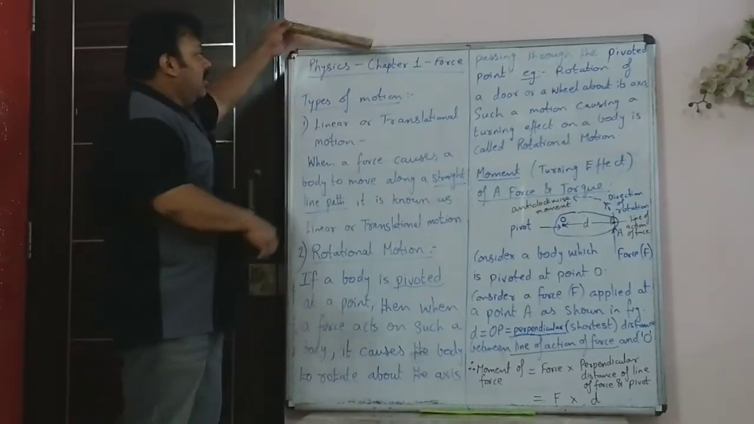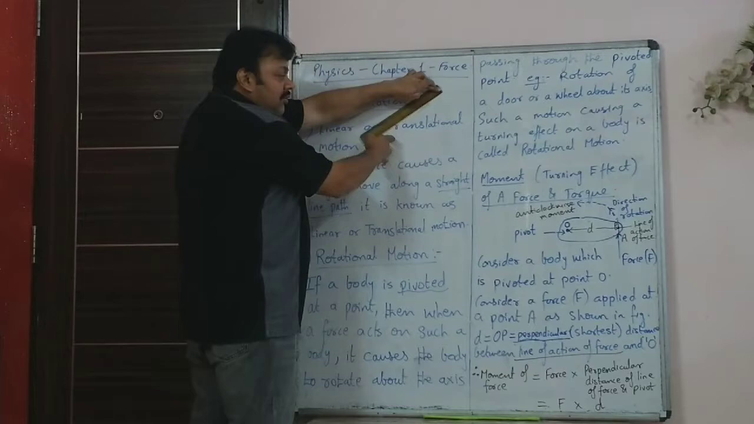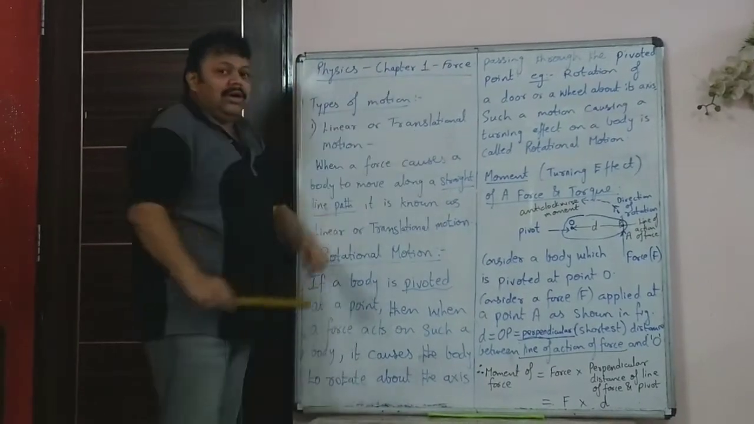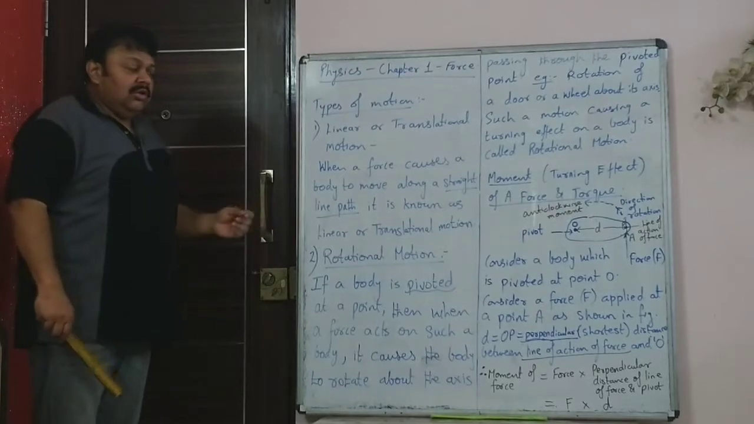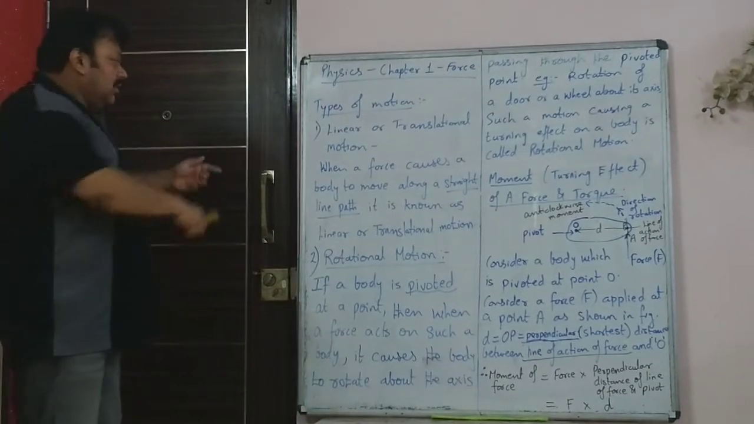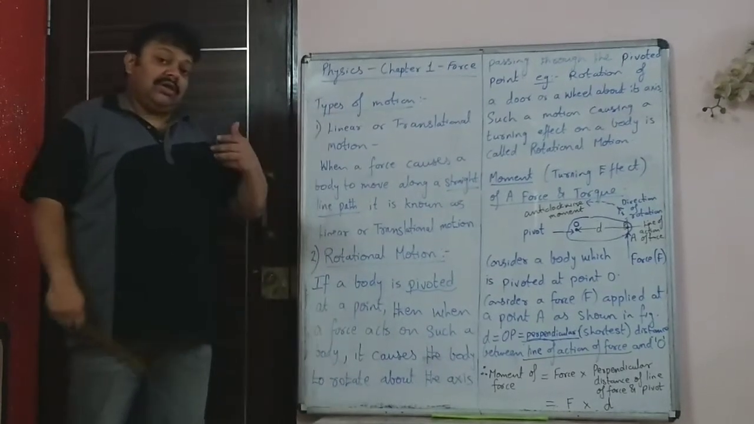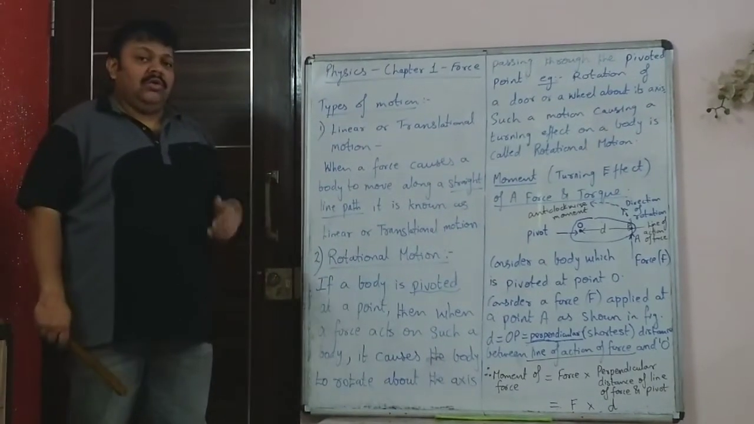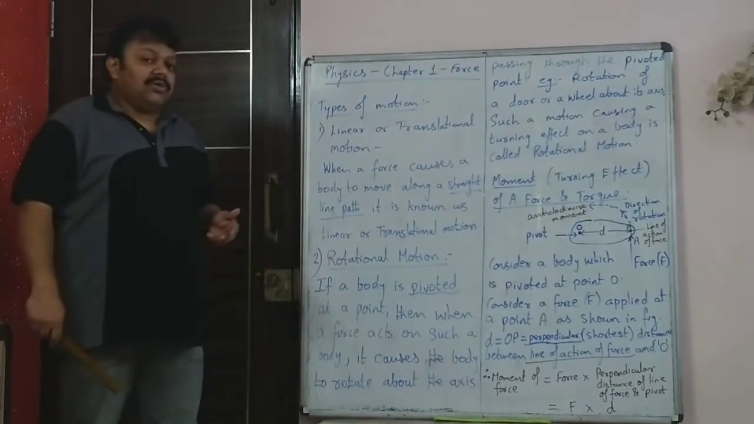But the same ruler, had I fixed it with a screw here, then it would have rotated along the point where it is fixed. For example, if I open this door, the door doesn't come out straight, it will rotate about its axis. So based on whether the object is free to move or whether it is fixed at a point, there are different types of motion.